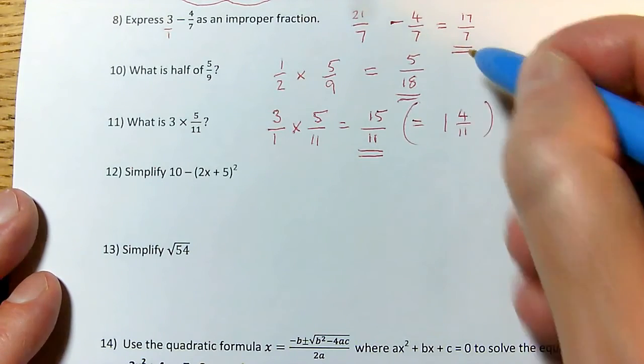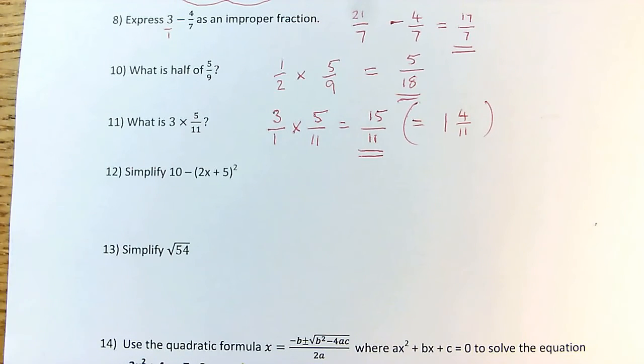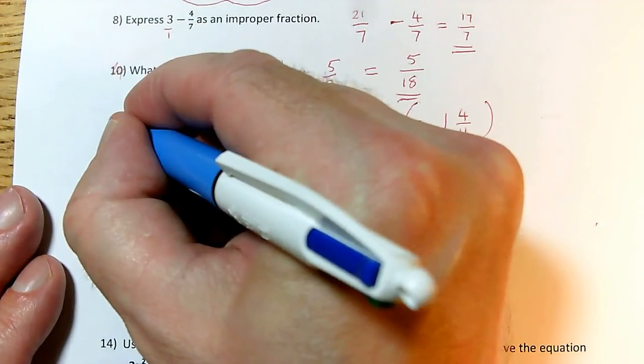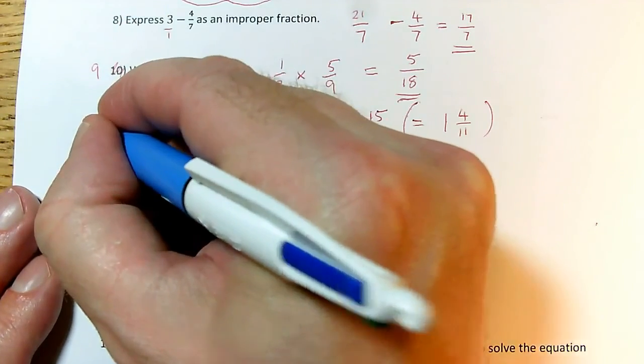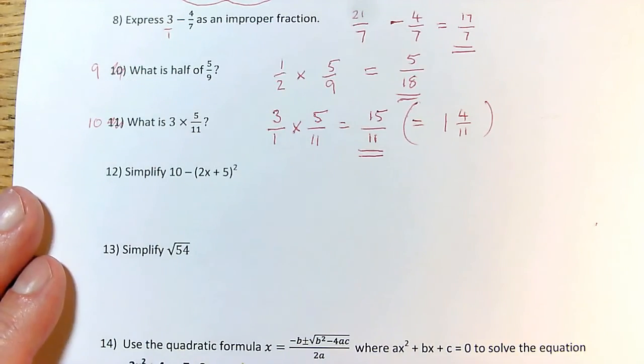So we have these 3 answers to the 3 fraction questions, 8, 10 and 11. I do not know why there's no question 9, actually. By the time you see this, these will be questions 8, 9 and 10. Okay?